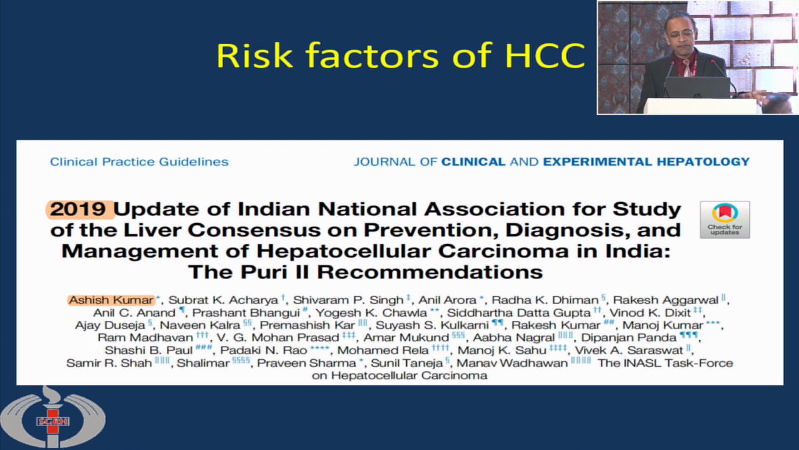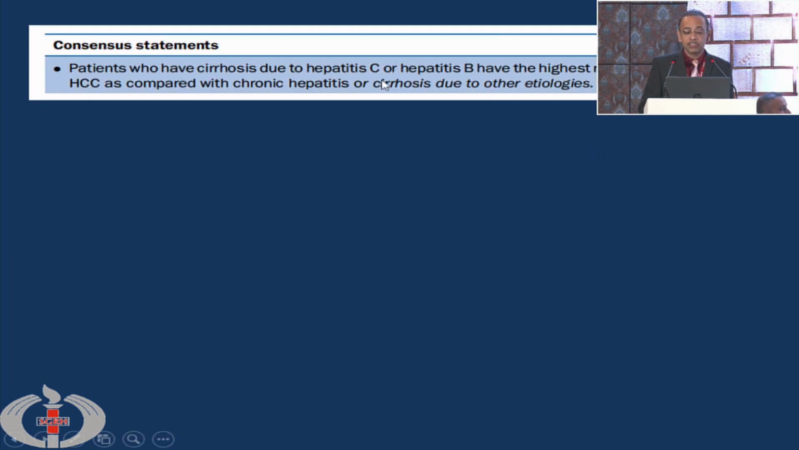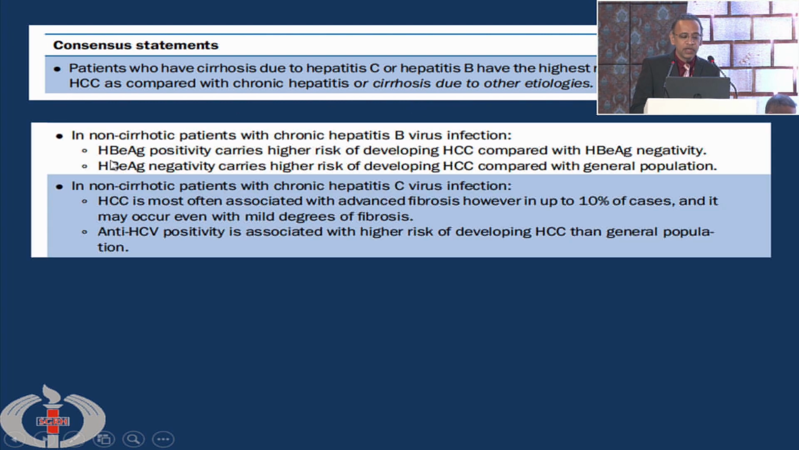So taking all these viral factors, in the next edition of the HCC guidelines in 2019, we had said that patients who have cirrhosis due to HCV or HBV have the highest rate of developing HCC as compared to chronic hepatitis patients or as compared to cirrhosis due to other etiologies. And in non-cirrhotic patients also, there is some increased risk of HCC in patients with HBV and HCV. For hepatitis B, if there's HBeAg positivity, that carries a higher risk. And in a non-cirrhotic HCV patient, if there's advanced fibrosis, that leads to HCC.